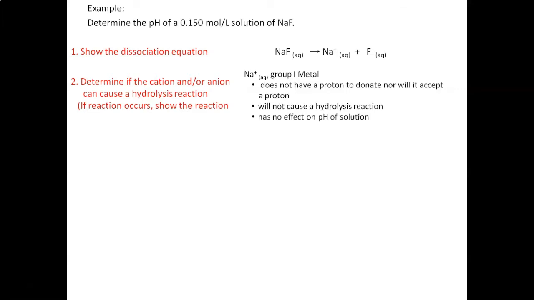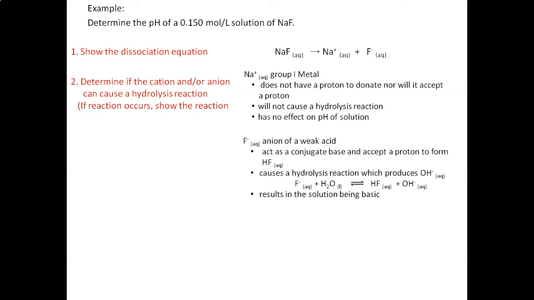And we know that sodium is a group 1 metal, doesn't have a proton to donate, so it will not cause a hydrolysis reaction. Whereas my fluoride ion is the anion of a weak acid, so it will cause a hydrolysis reaction. And it will result in a basic solution. Okay? Because it will act as a proton acceptor, and when it reacts with water acting as a proton acceptor, it will produce hydroxide ion. So now we know which of my ions is affecting my pH and what my reaction will be that I'll be dealing with to determine the pH of the solution.